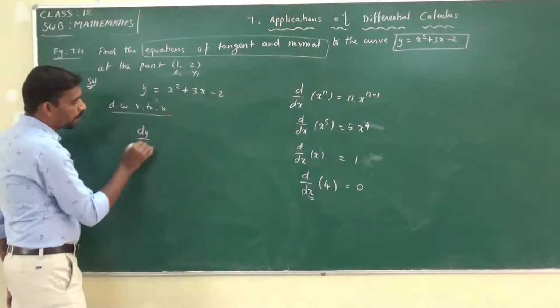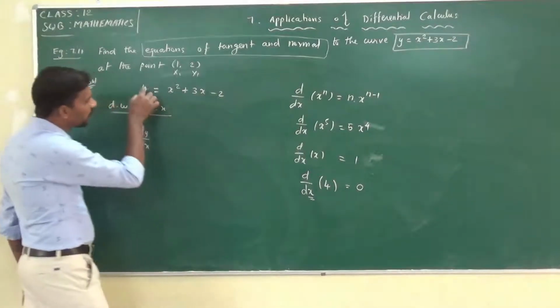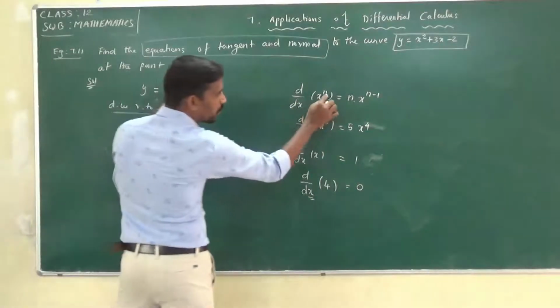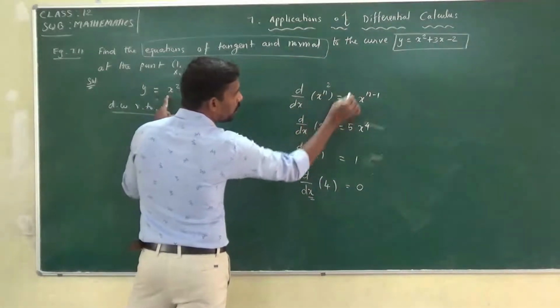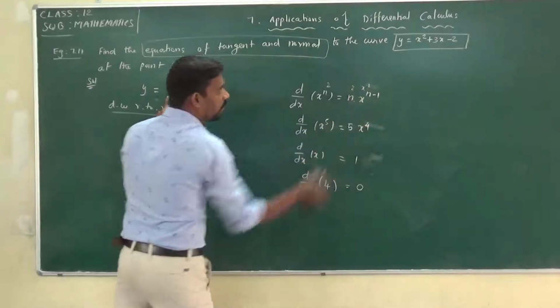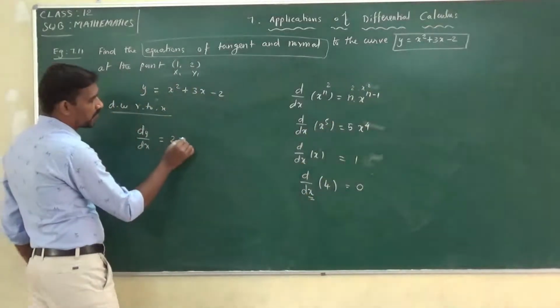Now dy divided by dx. So dy by dx goes to this one. dy by dx is equal to, now dy by dx of x square using the concept, here treat as 2, so 2 into x to the power of 2 minus 1. 2 minus 1 is nothing but what? 1. So this is nothing but 2x.